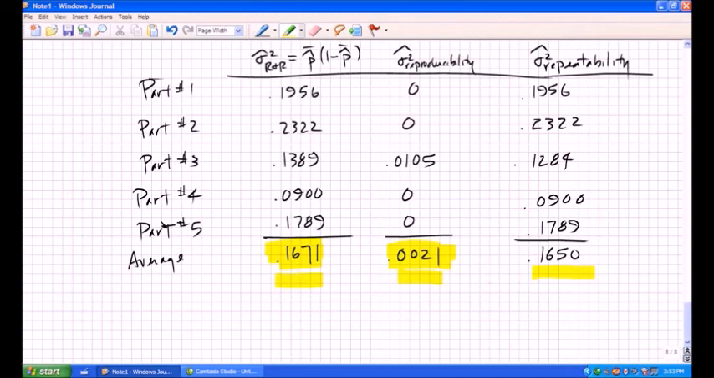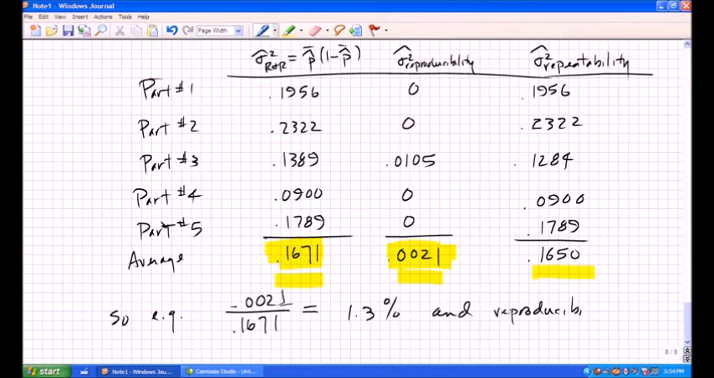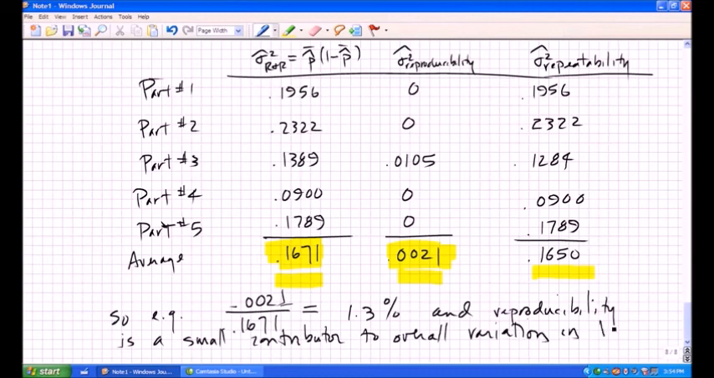And the point is that this is a very small fraction of that, this and that total to the sigma squared hat for R and R. For example, if I take 0.0021 and I divide it by 0.1671, that is about 1.3%, and it appears that reproducibility is a small contributor to overall variation in these ones and zeros.